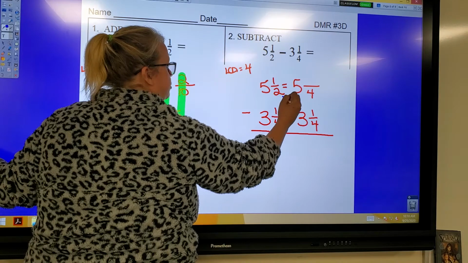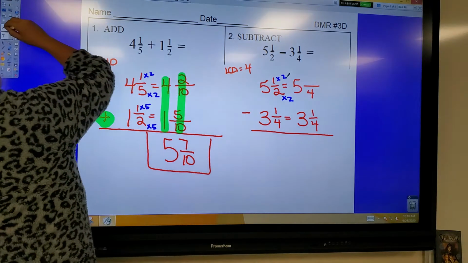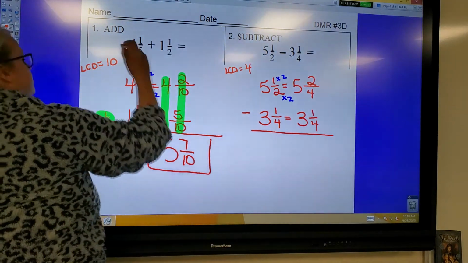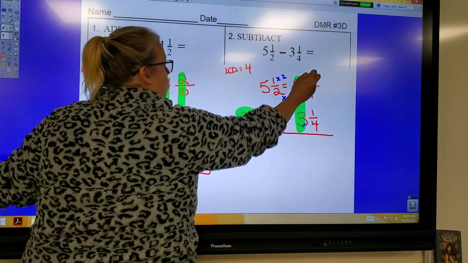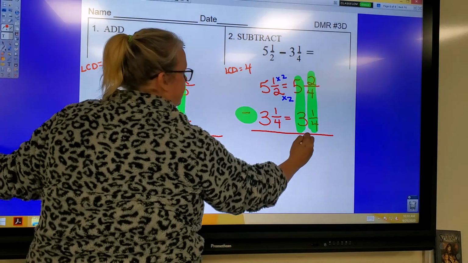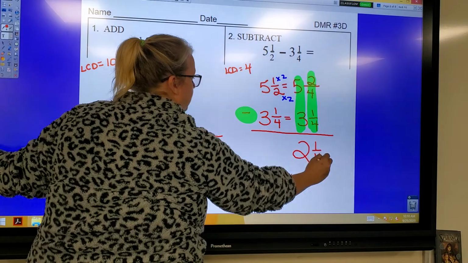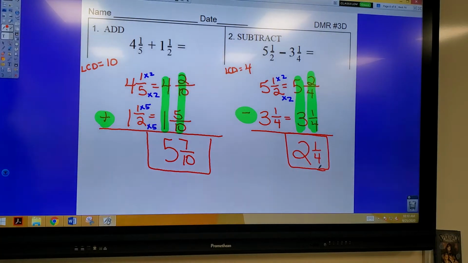So my 2 is changing to a 4. That means I'm going to do 2 times 2 is 4. So then 1 times 2 is 2. Now I am ready to subtract. 5 minus 3, 2/4 minus 1/4. 5 minus 3 is 2. 2/4 minus 1/4 is 1/4. That cannot be simplified, so it is your final answer.